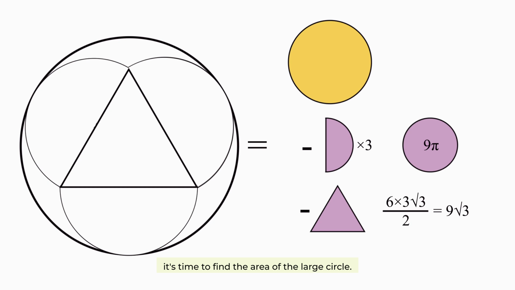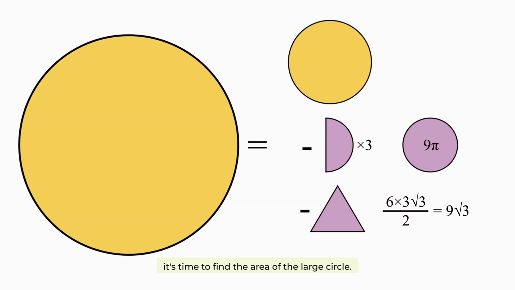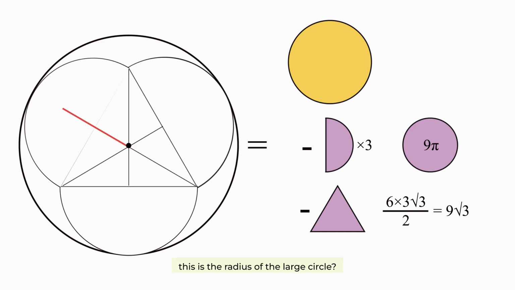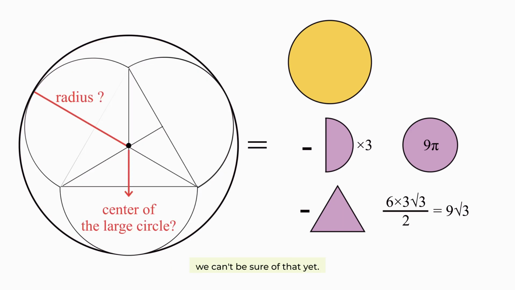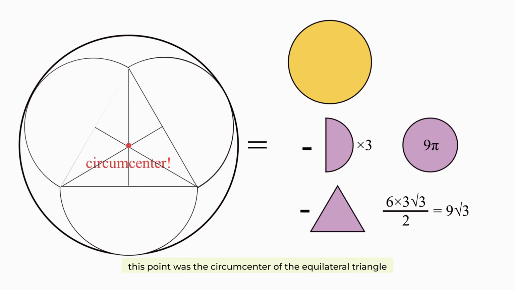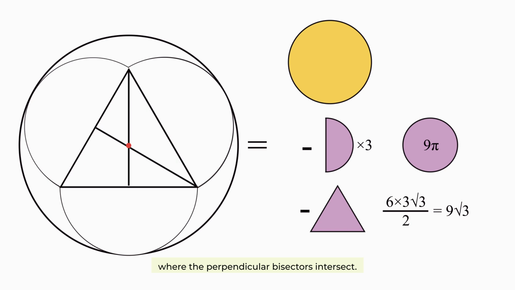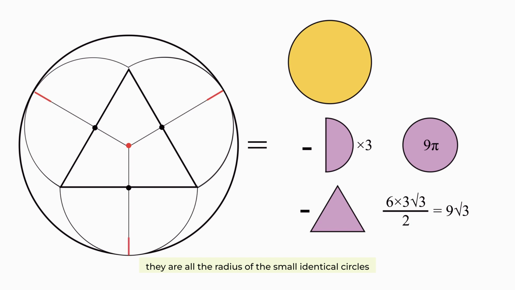Next, it's time to find the area of the large circle. We need to know its radius. Do you think this is the radius of the large circle? We can't be sure of that yet. It must be first confirmed. This point was the circumcenter of the equilateral triangle, where the perpendicular bisectors intersect. Look at these lines. They are all the radius of the small identical circles plus these segments. However, all these segments are equal.